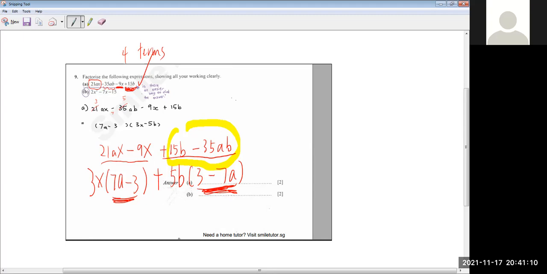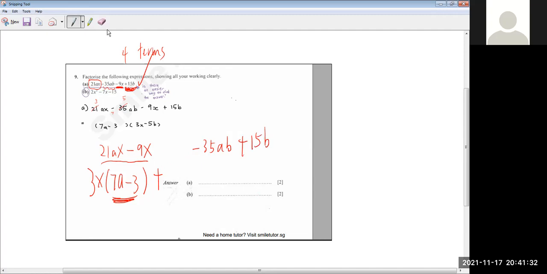Okay, so what you need to do, instead of writing it plus 15b minus 35ab, right? That means you need to switch place, because only when you switch place are you going to end up with, so let's switch place, so plus 15b.